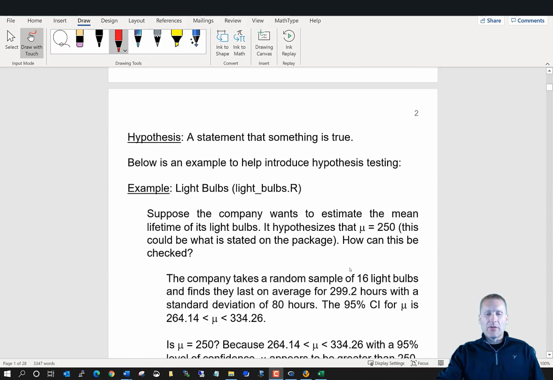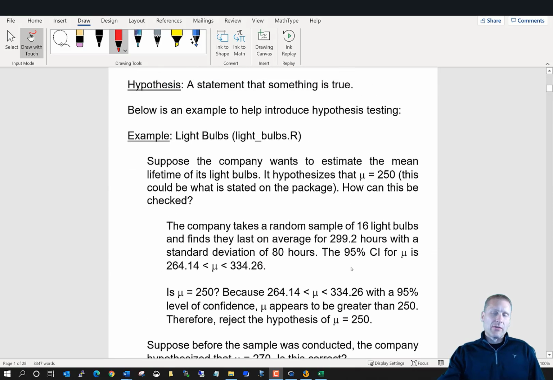Okay, so page 2. First of all, let's just start with a definition of what is a hypothesis. Well, a hypothesis is a statement that something's true. And what we're going to try to use is our sample to make judgments about a hypothesis concerning the population.